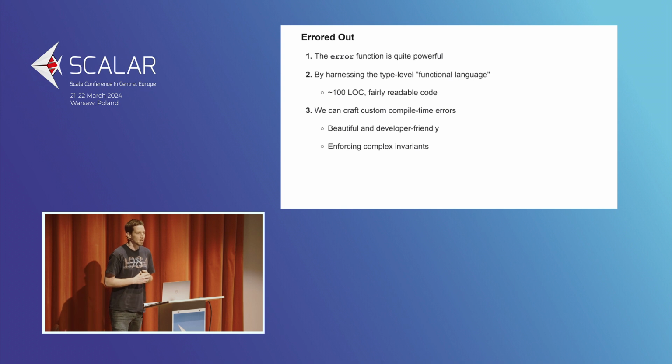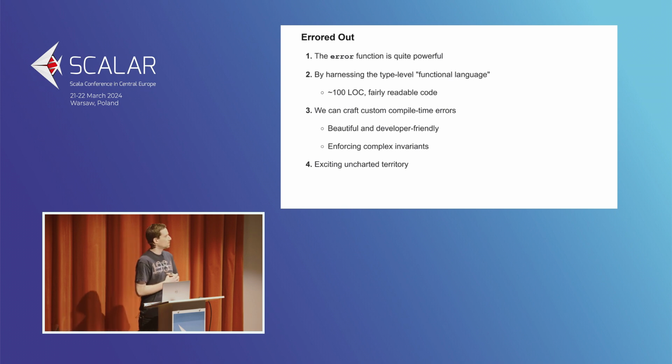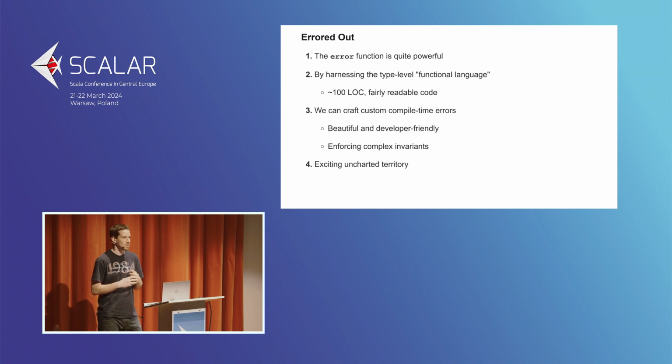And so custom compile time errors is something now that any developer can craft, probably, and you can delight your fellow developers with beautiful developer-friendly errors, all the while enforcing complex invariants where they belong, at compile time. And this is some very exciting uncharted territory, which can come with some rough edges. Not everything might work exactly as you might expect it to, and you can see the full details of this code in the repo. But still, it's very nice to work with, and I really hope this talk inspires you to actually explore a bit the error function and the type level capabilities of Scala 3.